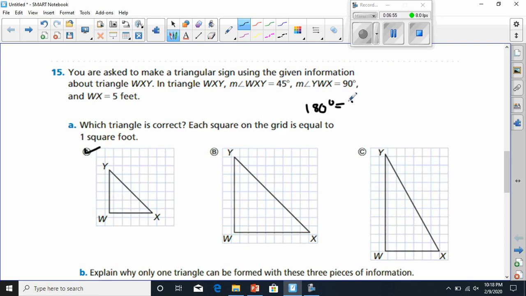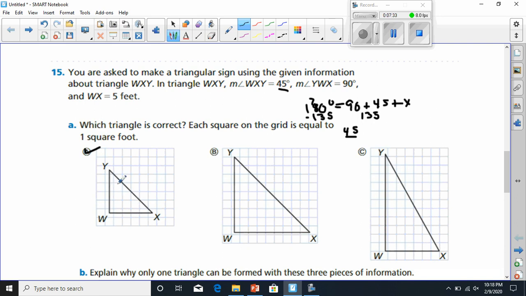So when you add 90 degrees to 45 degrees plus X, you realize 90 and 45 make 135. So you have to subtract 135 from 180. And that's going to give us, let's see, 5, borrow 1 to make 7, 45 again. So this angle, since this is 45 and this is 45, these angles have to be the same. That's why this one's the only one that works.